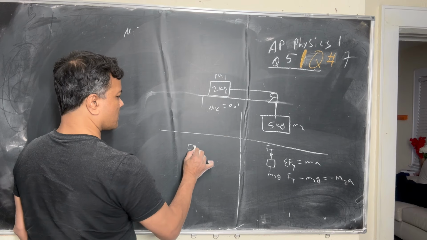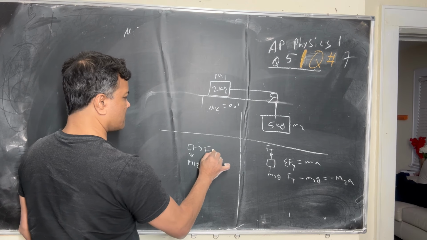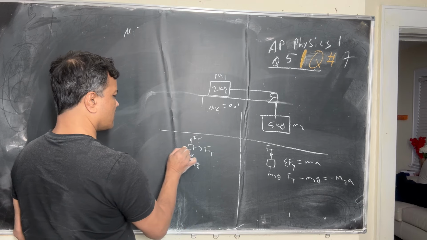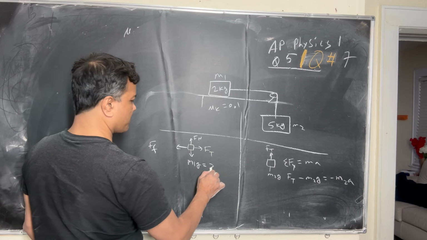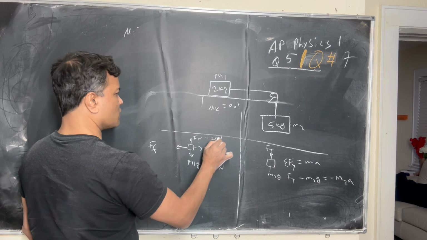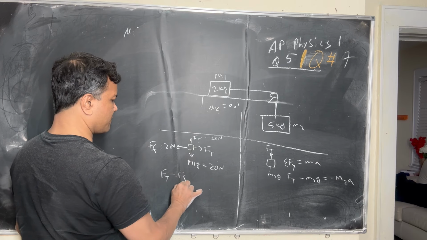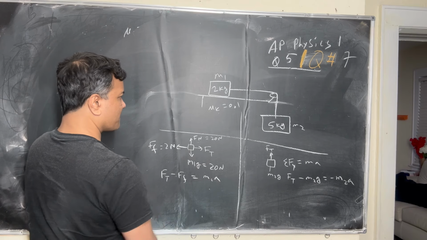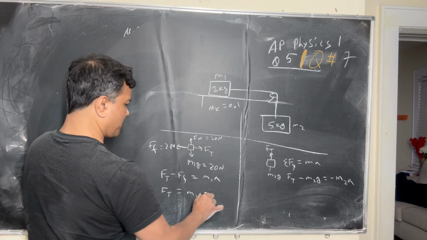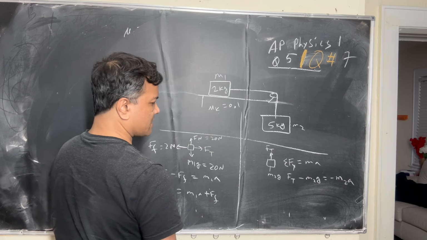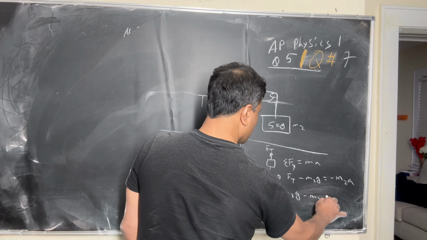Now let's do this one. You have M1g, you have Ft, you have Fn, you have Ff. M1g is 20. So this must be 20 Newton. So 20 times 0.1, 2 Newton. So Ft minus Ff is equal to M1a. All right, so what is Ft? Ft is equal to M1a plus Ff. What is Ft here? Ft is equal to M2g minus M2a.